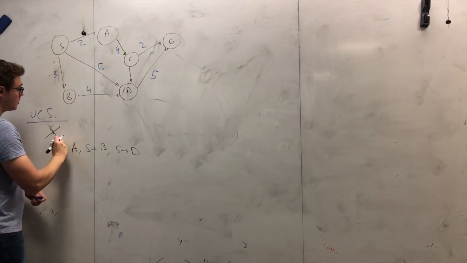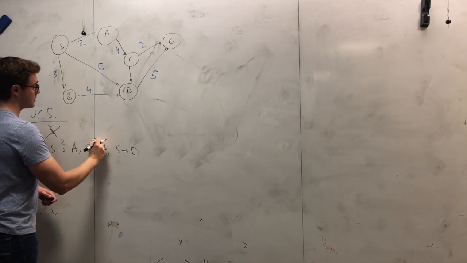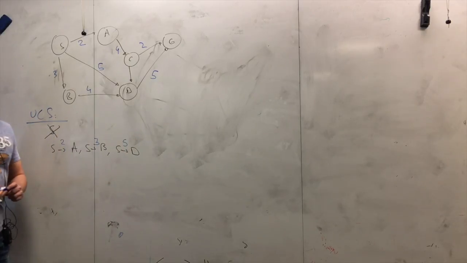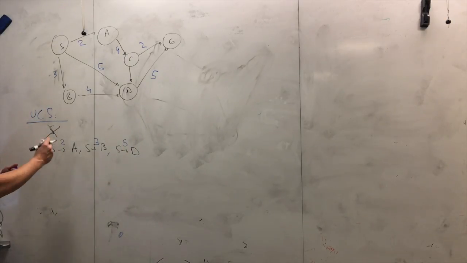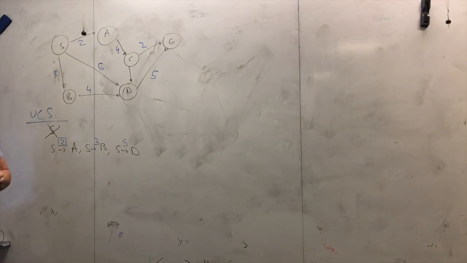So we know that to go from S to A, the cost is going to be 2. To go from S to B, the cost is going to be 3. And to go from S to D, the cost is going to be 5. Now, we have a priority queue, and it's always going to select the element with the lowest cost. And this time it's going to return S to A.